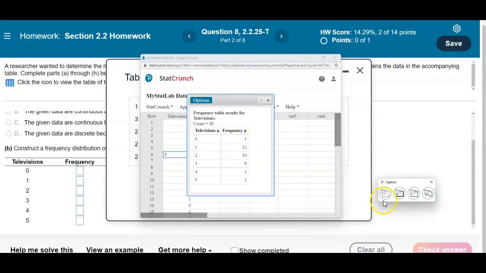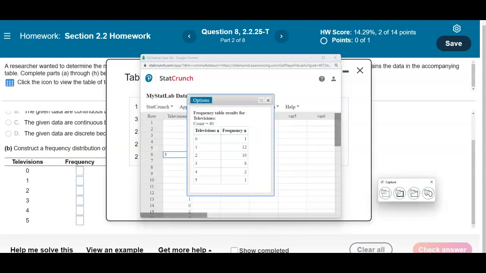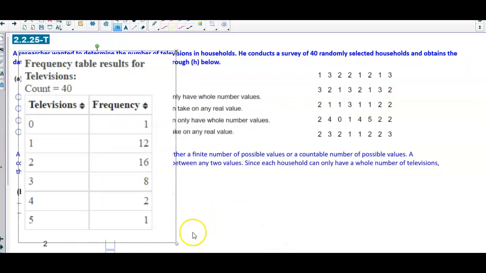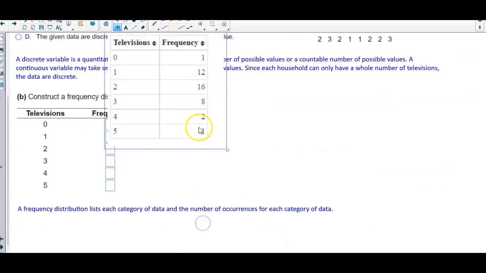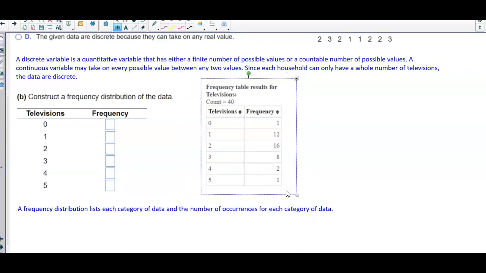I'm going to copy this table into my existing sheet where my question was, and you can see what we get. We have our frequency. What do we have? We can see that we get 1 for 0 televisions, 12 for 1, and then 16 for 2 televisions, 8 for 3 televisions, 2 for 4 televisions, and then 1.